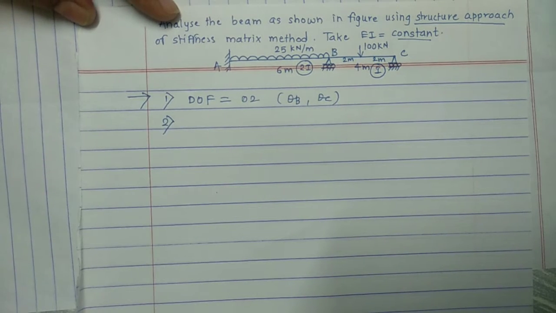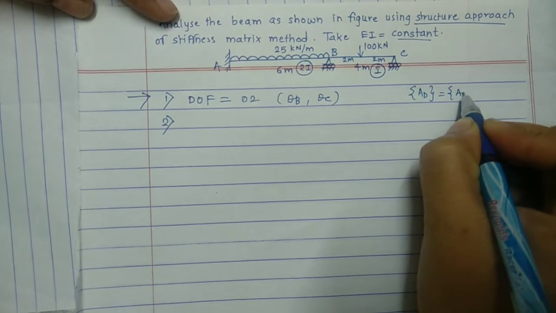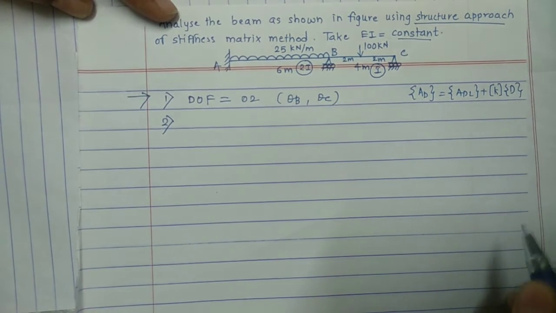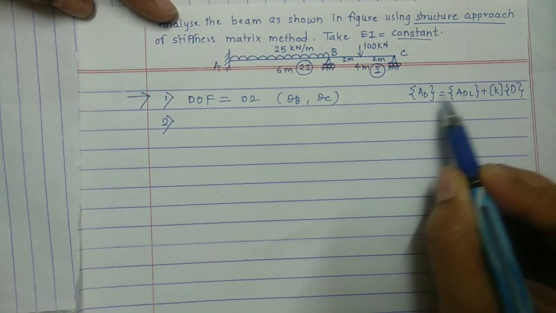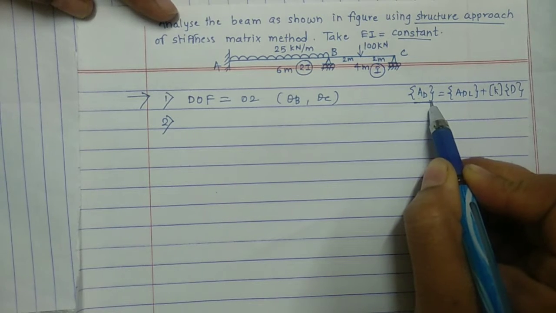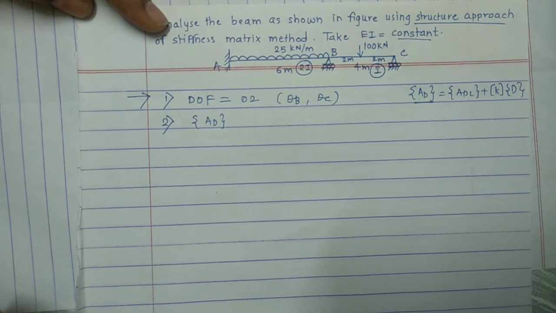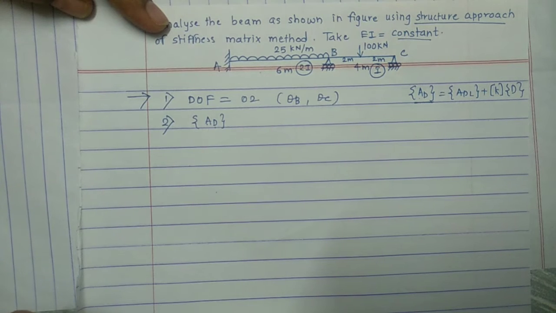Now the second step, according to the compatibility equation, which is AD equals ADL plus K into B. Here we will go according to the matrices given. The very first matrix is AD, so we will calculate that AD matrix. So what is the AD matrix? It is the action corresponding to displacement in the original structure.